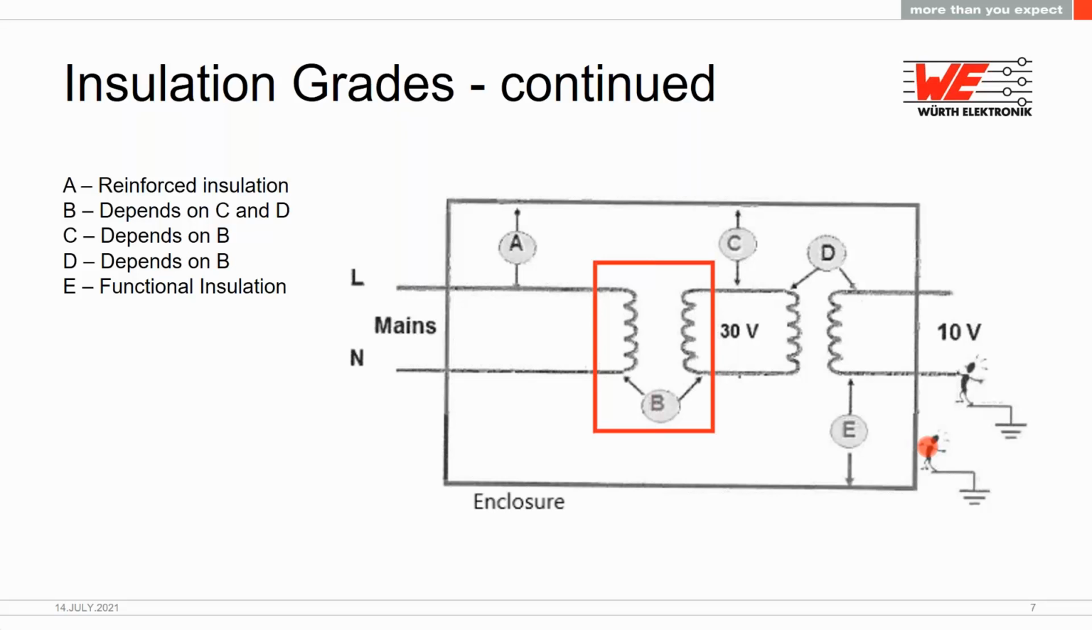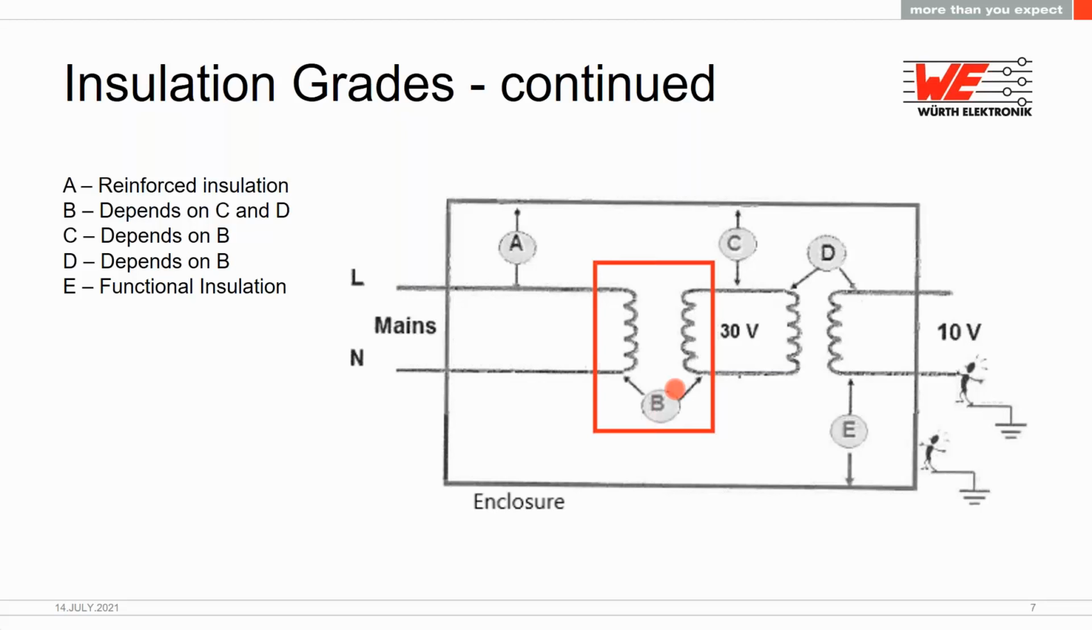Let's assume, for example, that you requested a new custom transformer from Wurth that's intended to step down this mains voltage to this 30-volt output. So the transformer you're looking for would be shown here in this red box, providing the level B isolation. But what does level B need to meet?